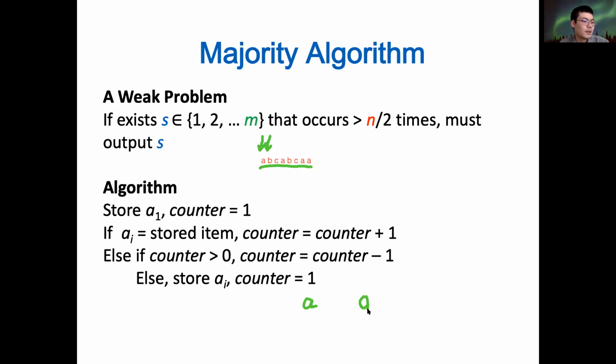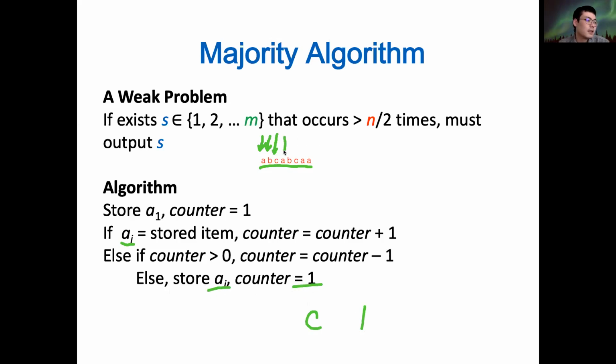Next we will look at C. When we look at C, this is A_3. The stored item A is not equal to C, then we look at the counter. Counter larger than 0? No, the counter is 0. Which means, even though we had an A, it's like the initial case, we don't have anything, because it's already canceled. And then we will store C and a 1. Let me erase this. A becomes C, and this number becomes 1. Now we have C1. Just store the C and the 1.